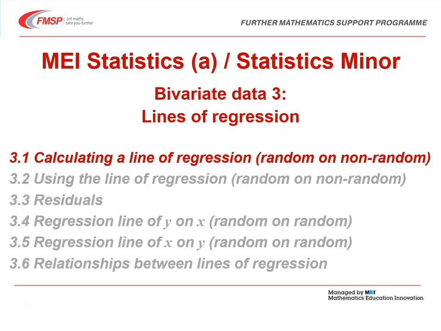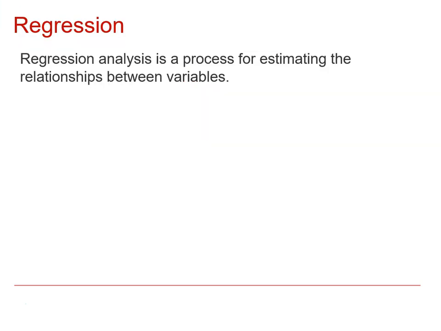MEI Statistics Minor, Bivariate Data 3, Lines of Regression. 3.1, Calculating a line of regression for random or non-random data.